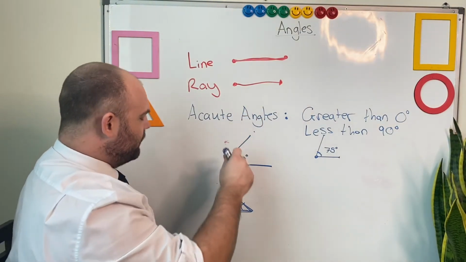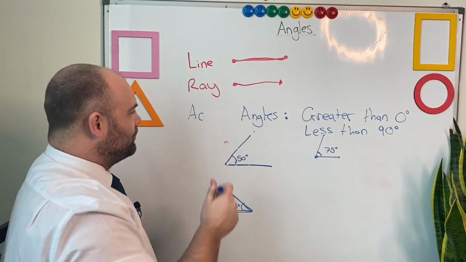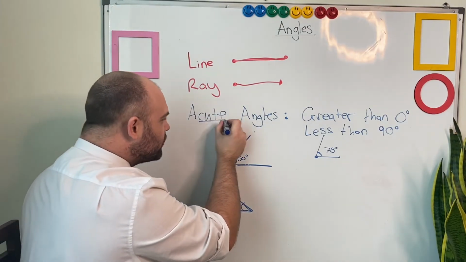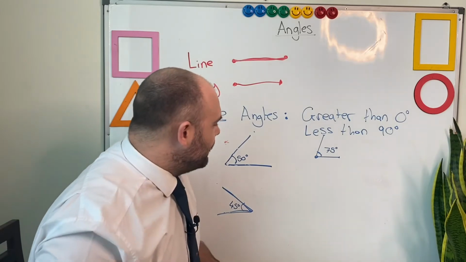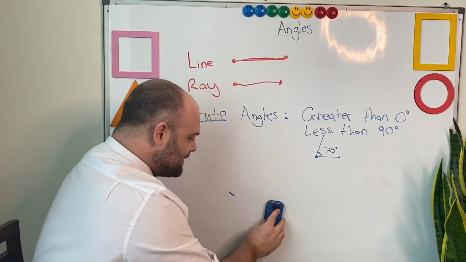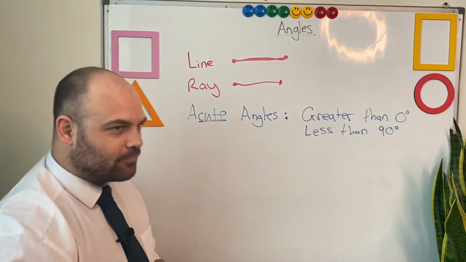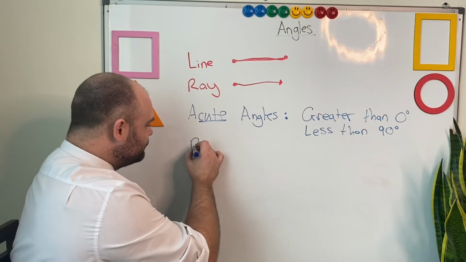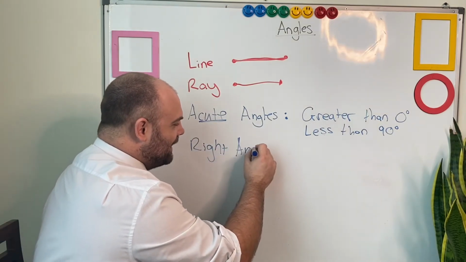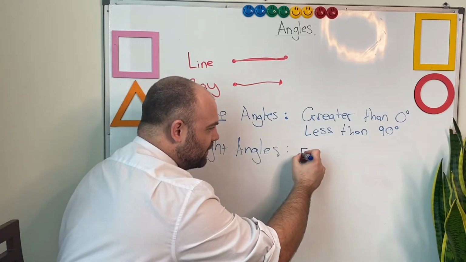All right. So the way that I always remember that is because these are the smaller angles, and I spelled this wrong. Acute angles, because these are the smallest ones, they are quite cute. And so we remember that those are acute angles. And the next thing we're going to talk about are right angles. Right angles are exactly 90 degrees. So they are equal to 90 degrees.